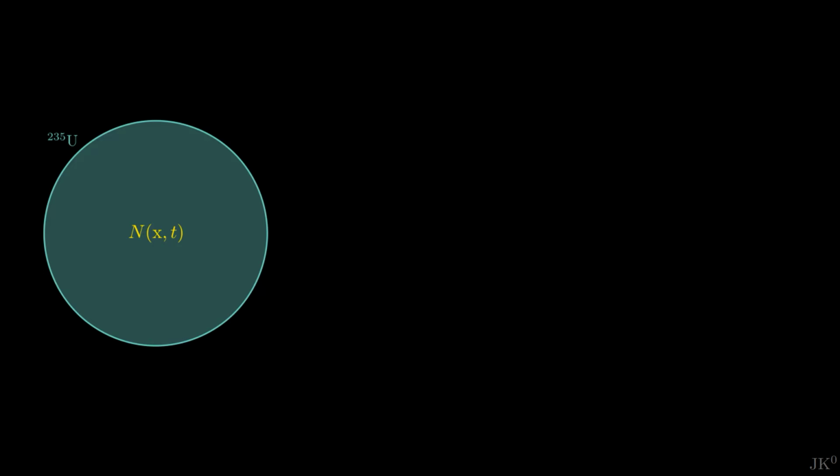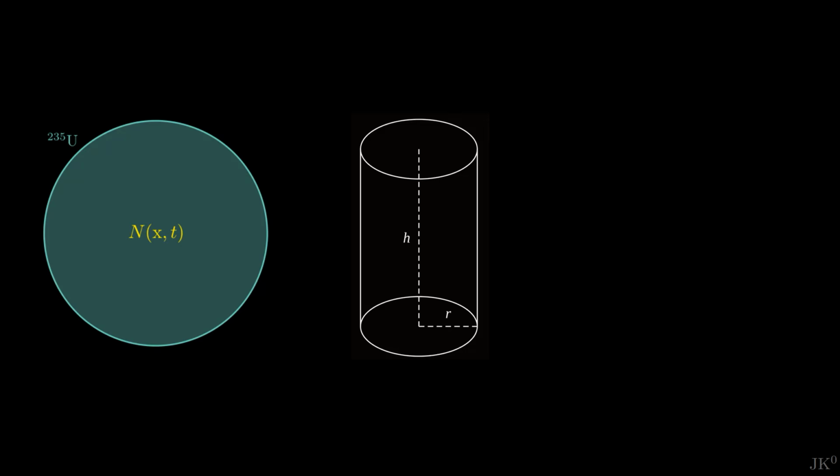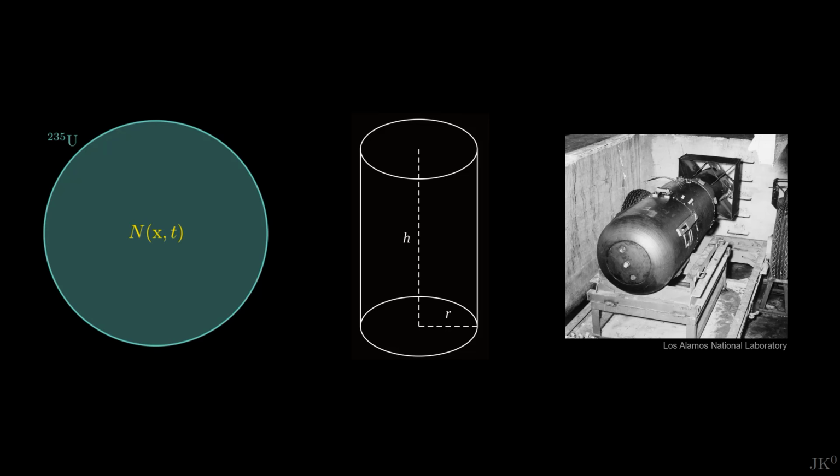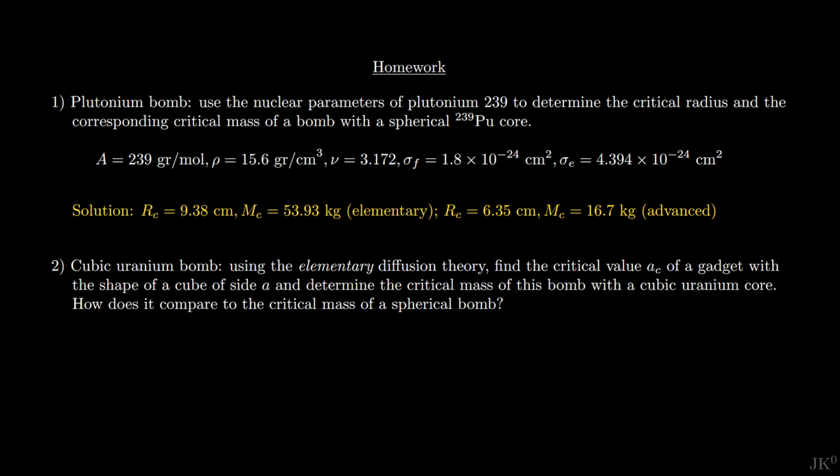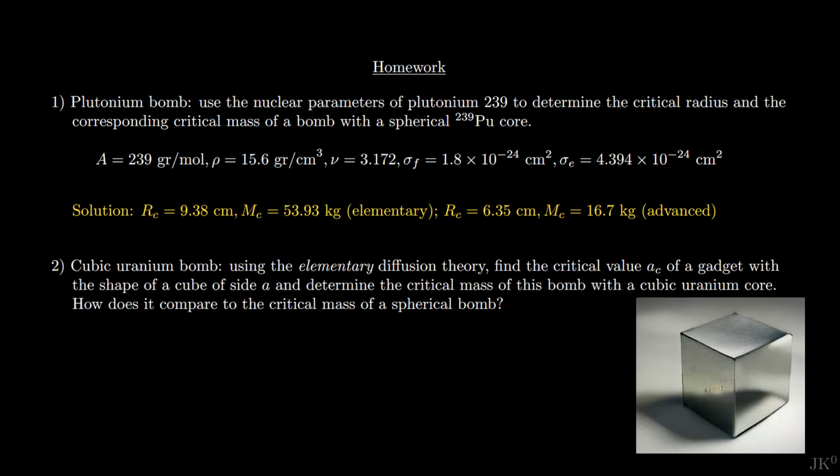If you feel motivated, you might want to try other geometries. For instance, Little Boy, the first uranium bomb, had a cylindrical core. Just write the Laplacian operator in the appropriate coordinates and solve it following the steps shown in the video. In fact, here is another exercise in case you feel inspired. Imagine that you have a cube of uranium of side A, and you can try to find the critical value of this side. Once you have the critical value, you can determine the critical mass.